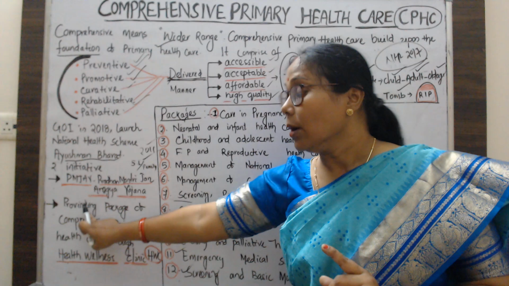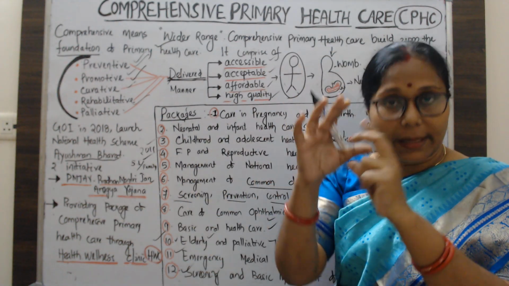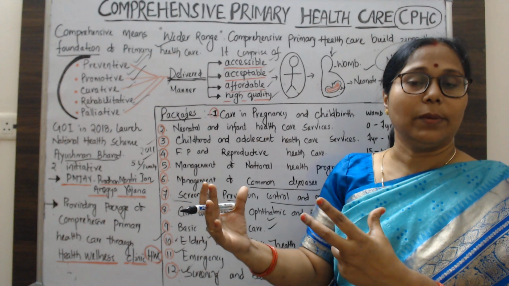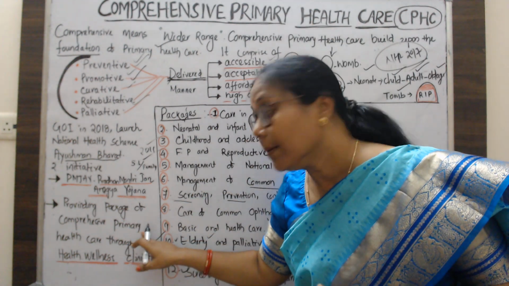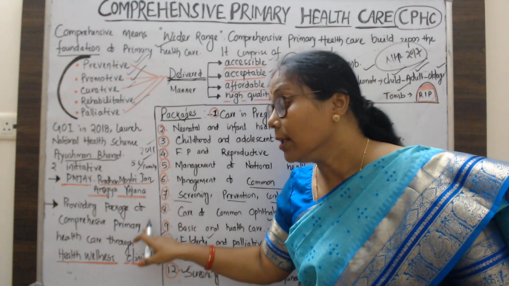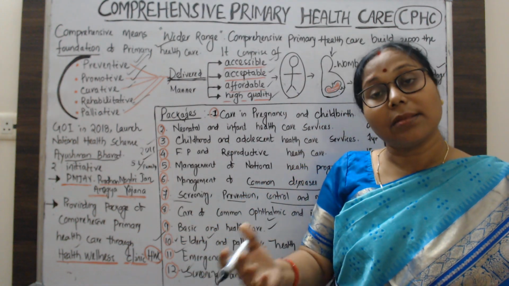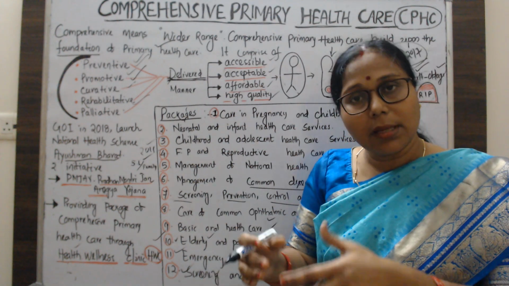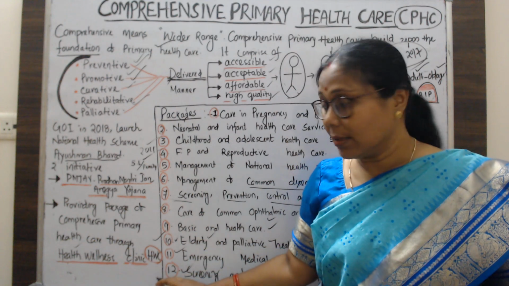Next initiative, providing the package. We are providing a wide package, a broad range of health services, or you can say 12 packages of health services, and that is called comprehensive primary health care, which will be provided through the sub center. The health and wellness center is the selected sub center where the health services are provided. So that is called the health and wellness clinic. This is the platform.